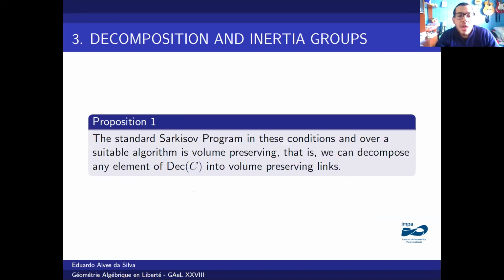Okay, then what I was able to show during my PhD work is that the standard Sarkisov program in these conditions, and over a suitable algorithm, is volume preserving. That is, we can decompose an element of the decomposition group of C into volume preserving links. As you can see, we have this expression, suitable algorithm, because in order to show the existence of this standard Sarkisov program, we have to follow some suitable algorithm in order to guarantee the finite process.